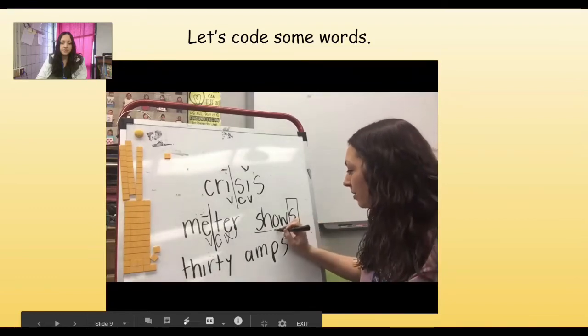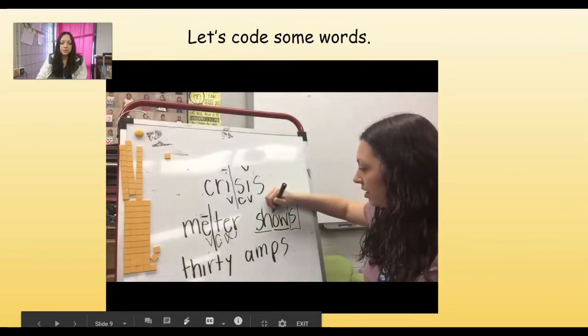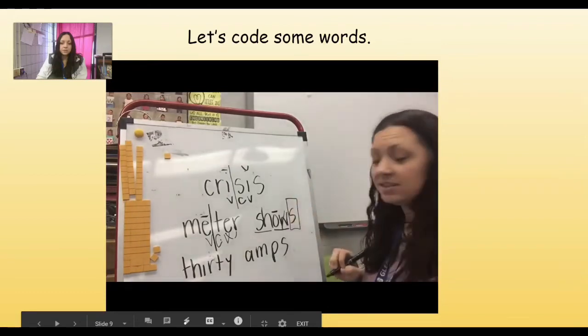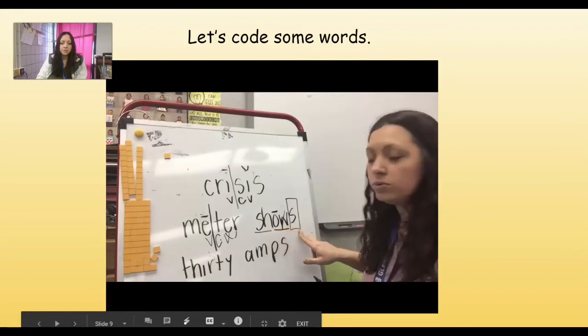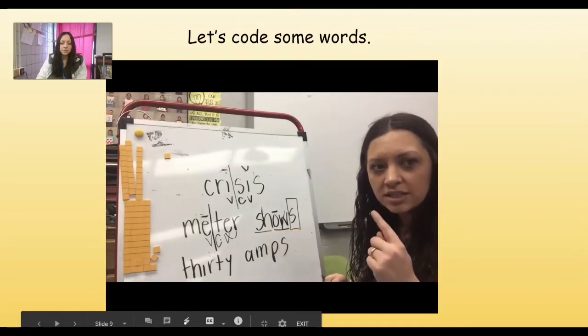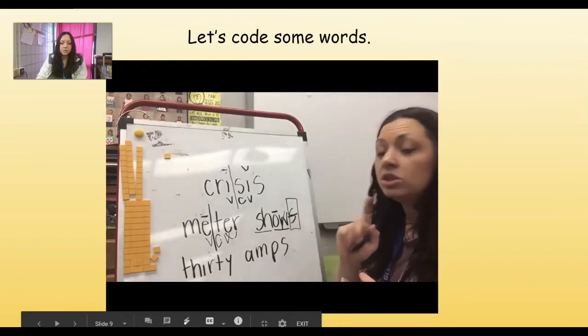Digraph OW, so I'm going to underline those two letters. My O is going to be long and my W is silent. Okay, so it says O. So sh, O's, shows. Very good. Listen to that S at the end, shows. It makes the Z sound, so I need to make sure I put that line in it too.